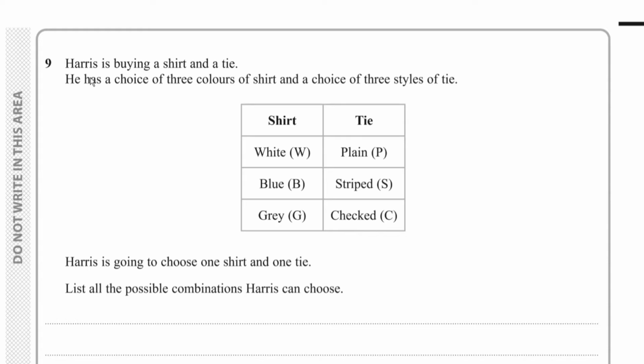Question number 9. Harris is buying a shirt and a tie. He has a choice of 3 colours of shirt and a choice of 3 styles of tie. So for shirts we've got white, blue or grey, and for tie we've got plain, striped or checked. Harris is going to choose one shirt and one tie. We have to list all the possible combinations Harris can choose.